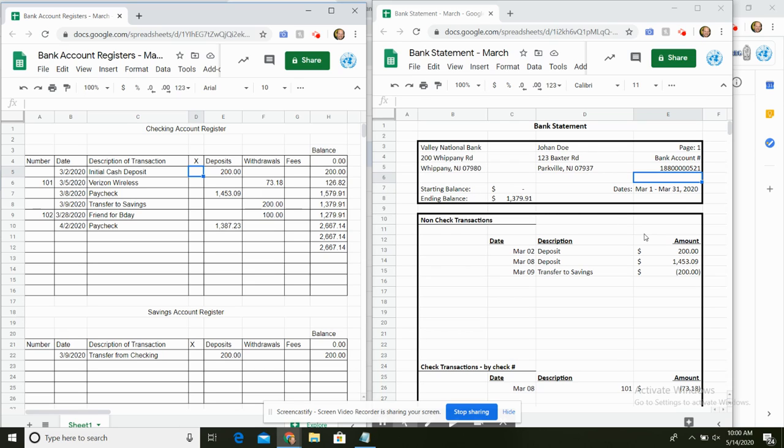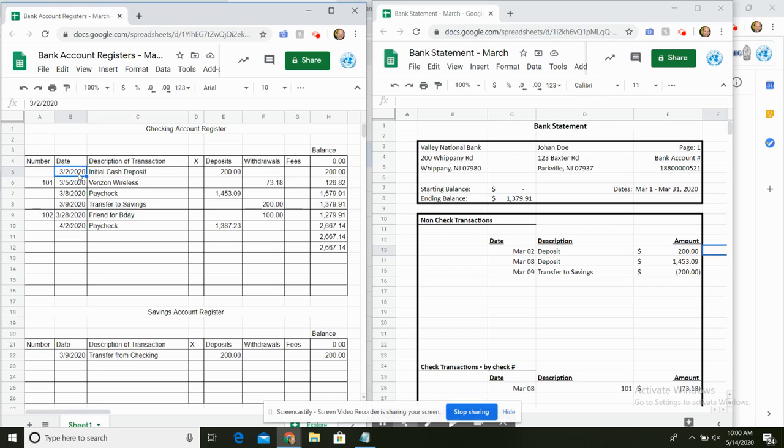All right. So let's look at the bank statement. I like to start with the bank statement. All right. Let's look at the deposits. On March the 2nd, I had a deposit for $200. Do I see that here? Yeah, I'm reading it. Do I see that over here? Well, here's a deposit for $200, and yep, it is March the 2nd.